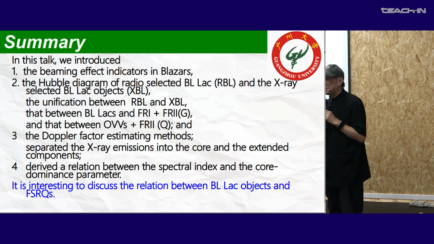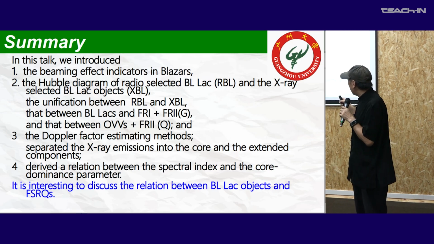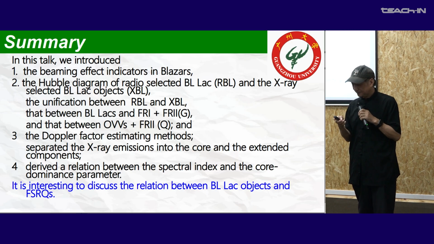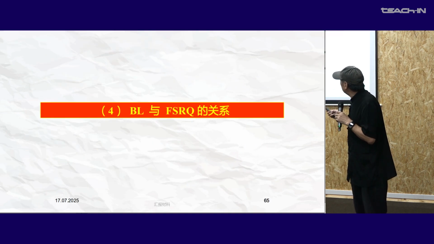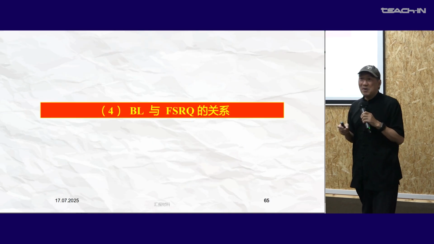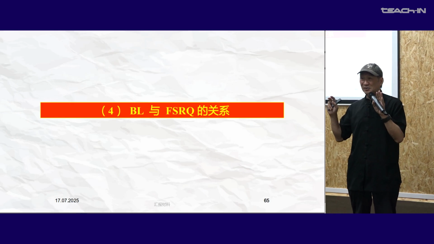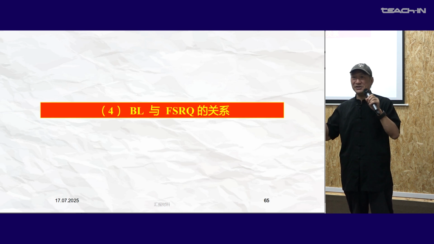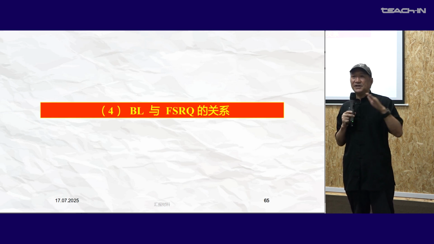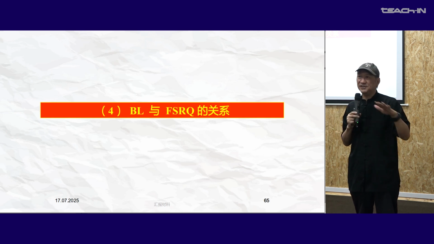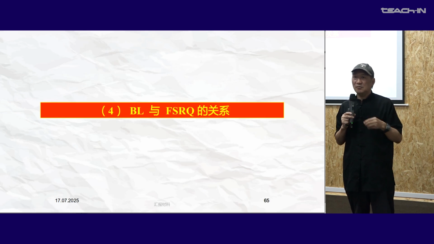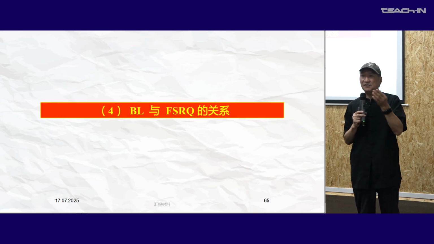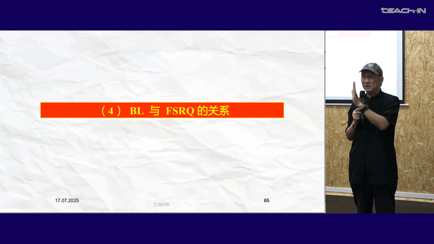I think it is interesting to discuss the relation between blazar objects and FSRQs. Blazar objects have no emission lines, or weak emission lines, but FSRQs have very strong emission lines. But from the continuum emission, they are almost the same. Then what is the difference between FSRQs and blazar objects?